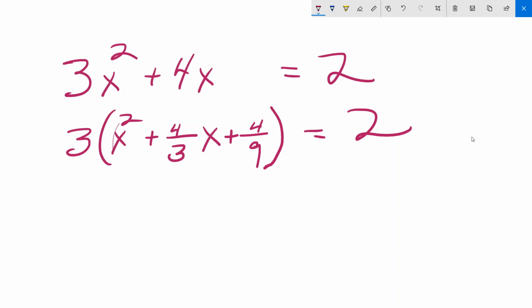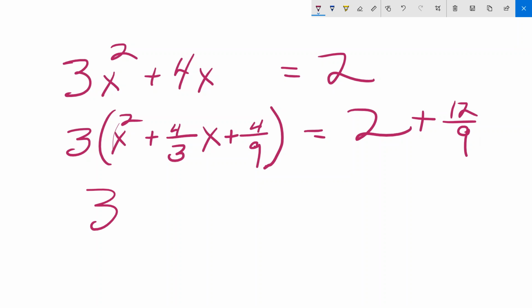Now how do I balance it on the other side? You'd have to do 4/9 times 3/1. So that's 12/9. So I've got to add 12/9 to it. Mm-hmm. And then the rest, okay, let's finish this.